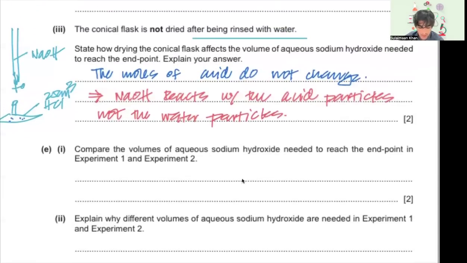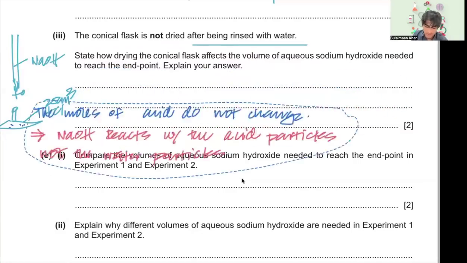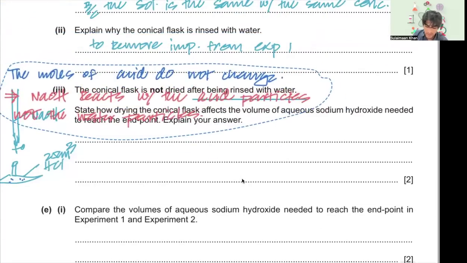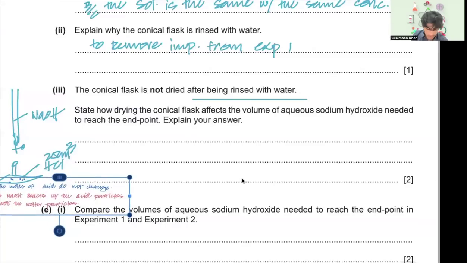State how drying of the conical flask affects the volume of hydrogen. Yeah, that's what it is. Okay, I get it. Okay, chill. I was giving you guys the logic behind the question. I didn't read the question carefully. I was just giving you the logic as to why you don't need to wash it with hydrochloric acid. But he's saying, why is it not dried after being rinsed? Sorry, I didn't read the question. He's not saying why is he not washing it with hydrochloric acid. He's just saying, why is it not being dried?